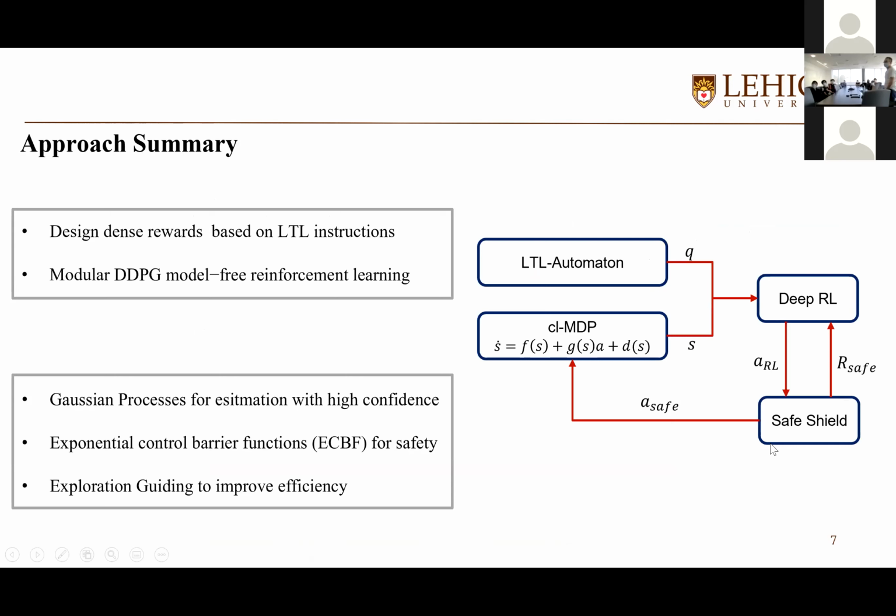So our approach is, first, we design a dense reward based on the LTL instructions. Then we apply a modular DDPG algorithm, which is an advanced deep reinforcement learning algorithm, to find the optimal policy. Second, we use a Gaussian process to approximate the disturbance functions. Then we incorporate this estimation into the control barrier functions to generate safe controllers during the learning. Finally, we provide feedback to the neural network so that we can improve the exploration.